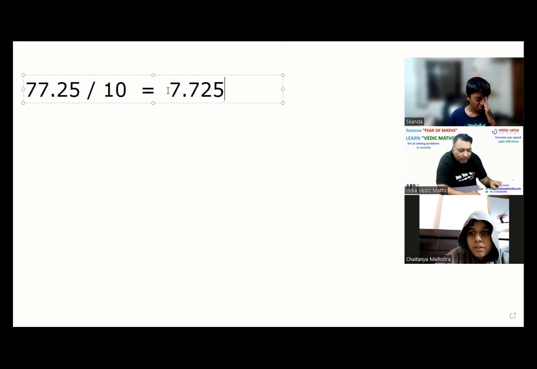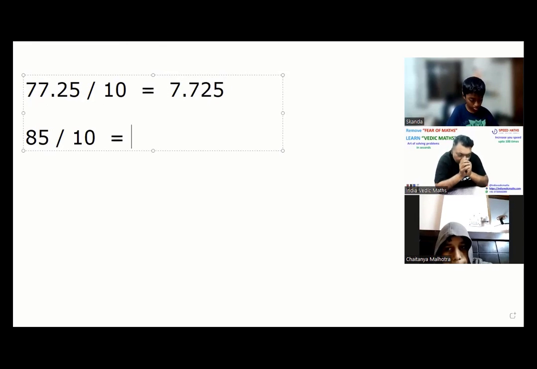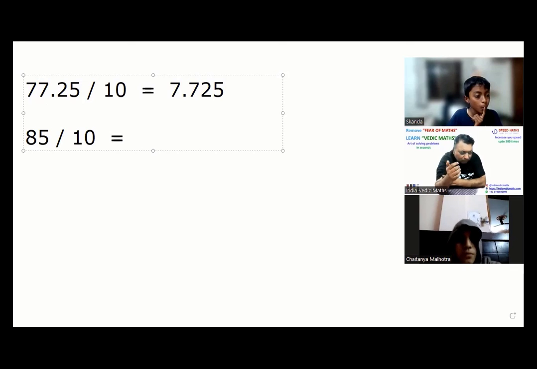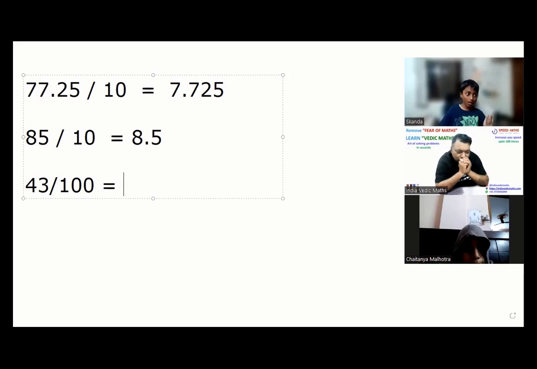Tell me, 85 divided by 10 is what? 8.5. But the problem is, 43 divided by 100 is what? 8.50 was correct. 43 divided by 100, guys.